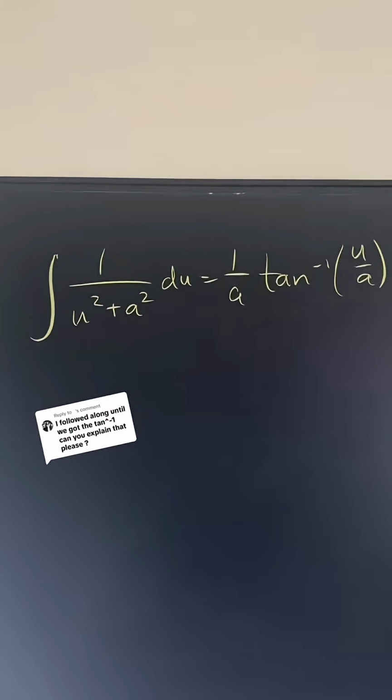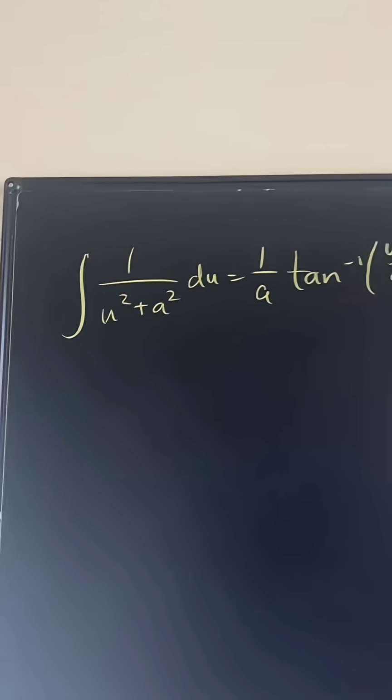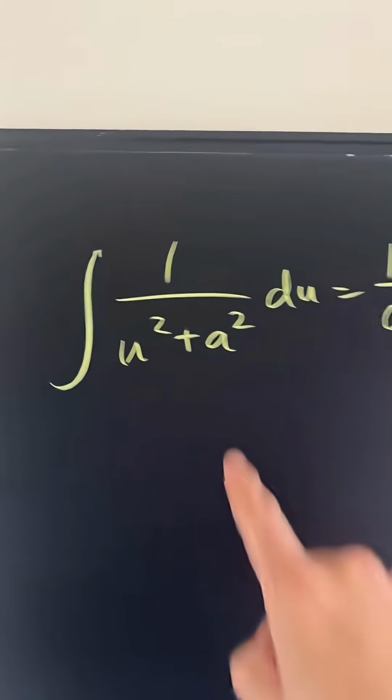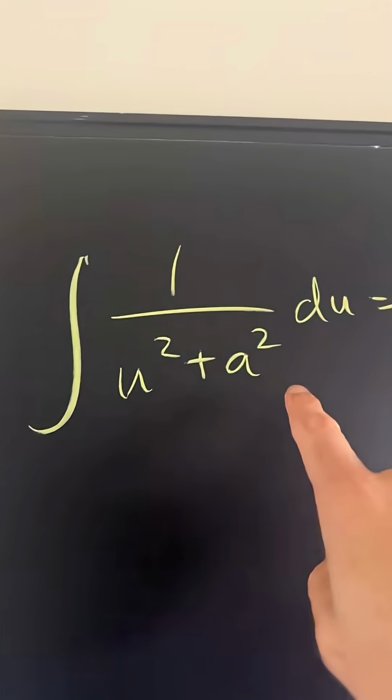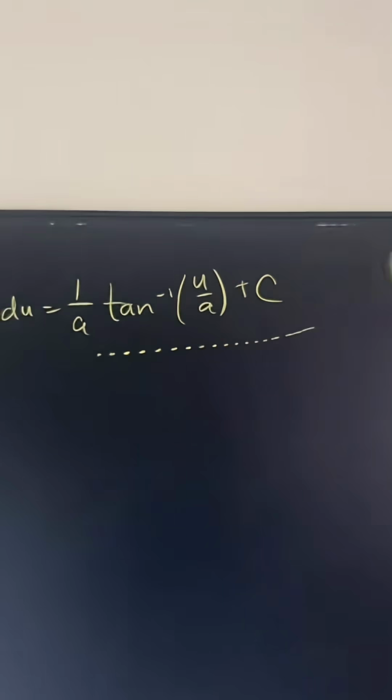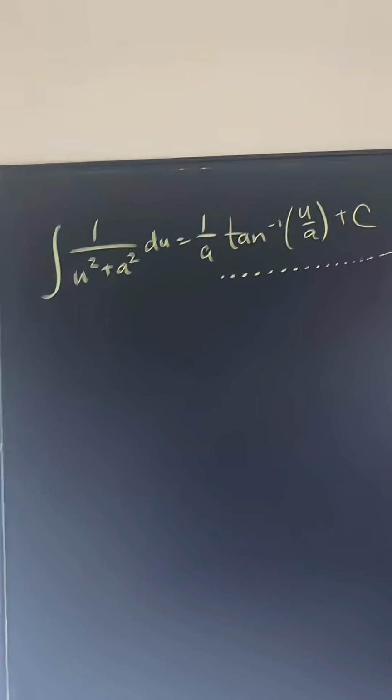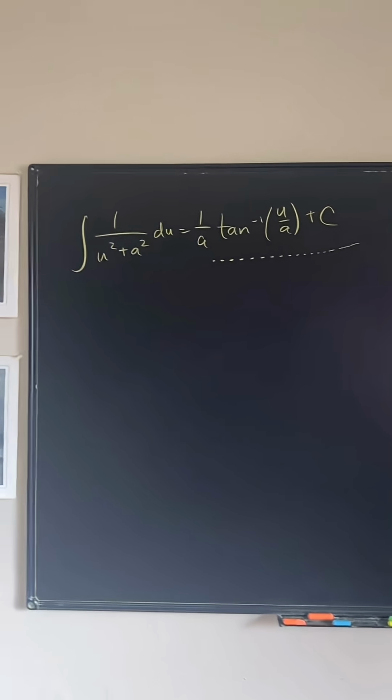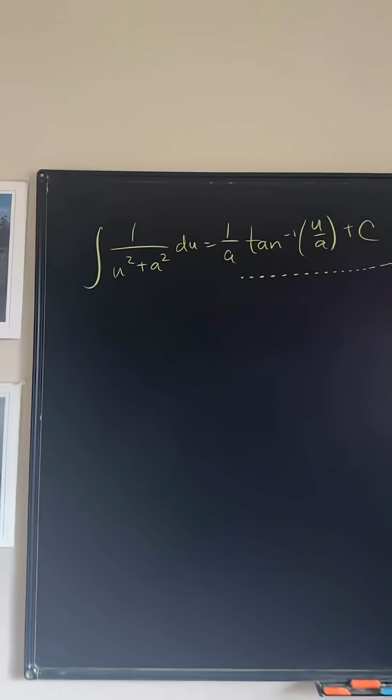We have the integral of 1 over u squared plus a squared with respect to u. In this case, u is our variable, a is going to be a constant, and it is equal to this particular value right here. And we want to talk about why that's going to be the case. The way we approach this is obviously some memorization, but really it comes from trig substitution.